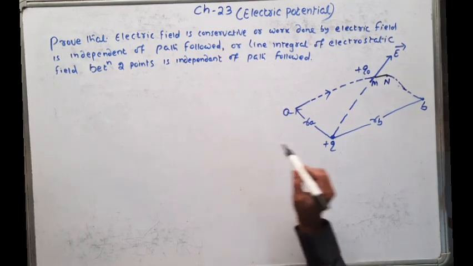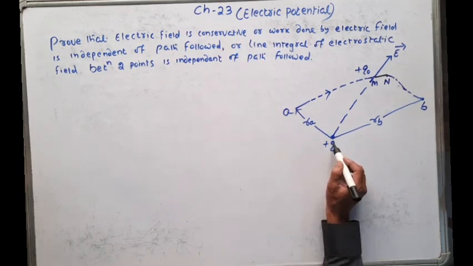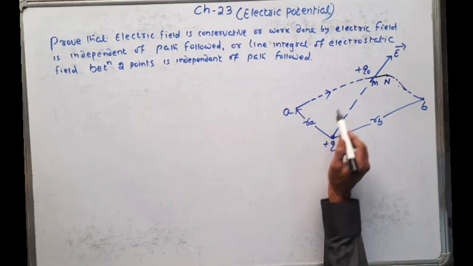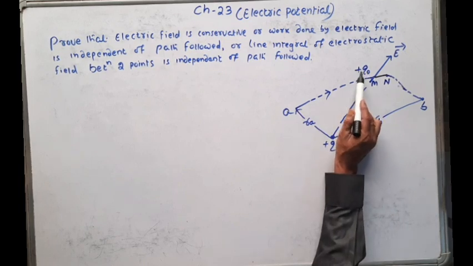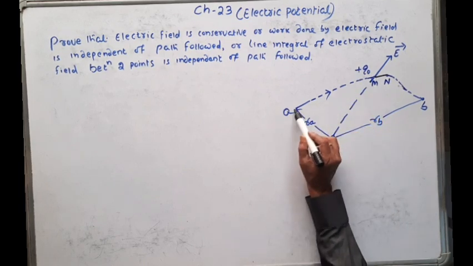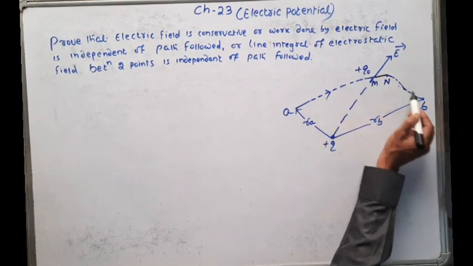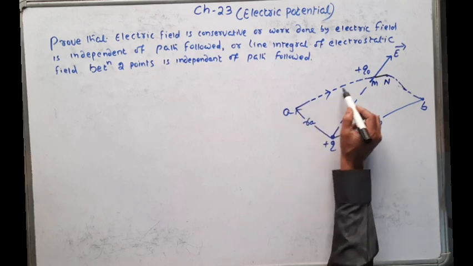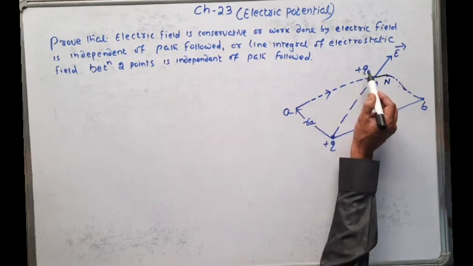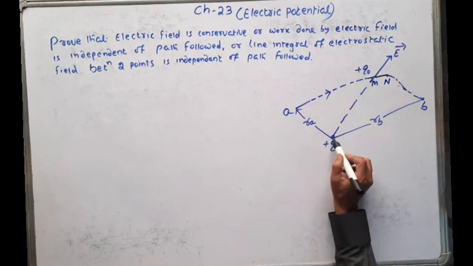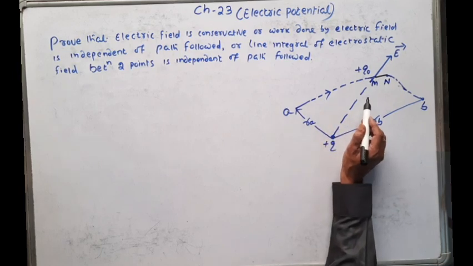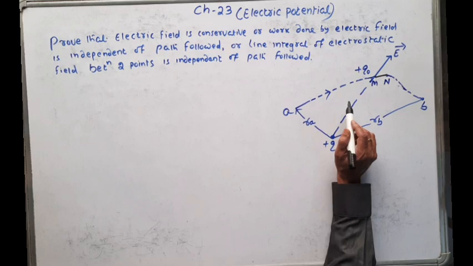Now see, suppose this is a point charge of magnitude plus q, and I want to take a positive test charge q naught from A point to B point along this path. During the motion of this positive test charge, in presence of the electric field of this charge, what amount of work is done, that we will find now.